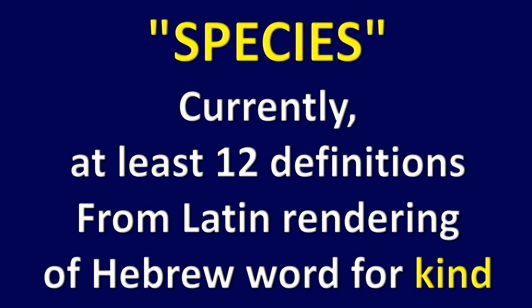And the word species actually came from the translation of the Bible for the word kind. In the Latin Vulgate, the word kind was translated species. This is probably unfortunate because it has led to some of the confusion. Now, in our Bibles, we still have the word kind, but in the Latin Vulgate, the word species is used for kind. And so species and kind are not interchangeable.